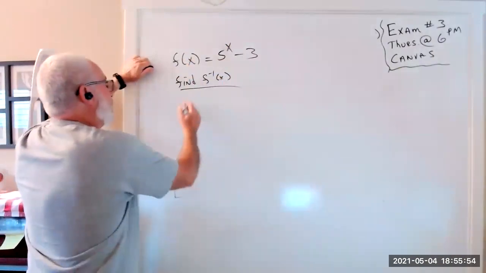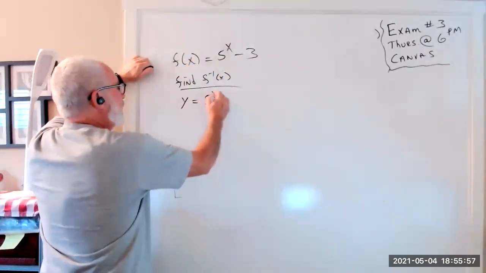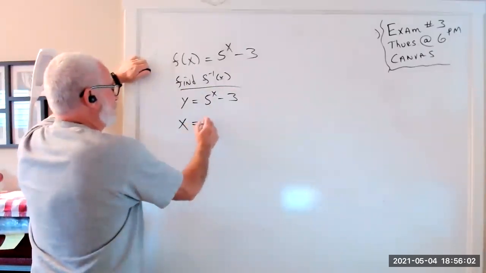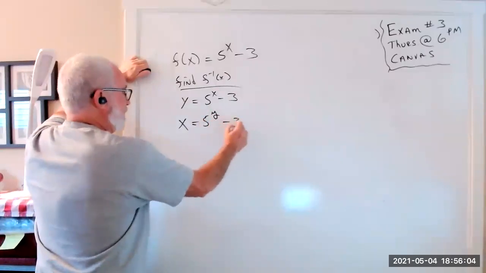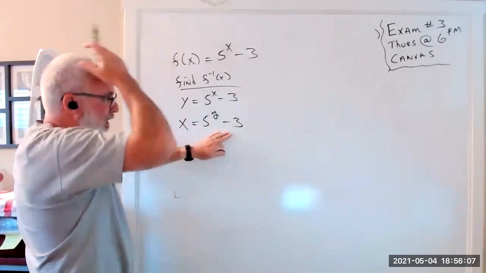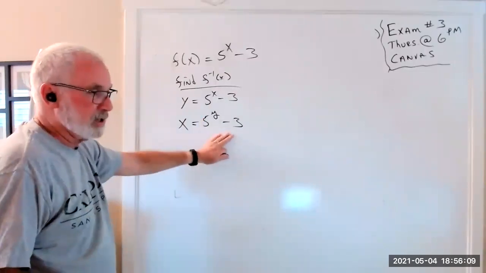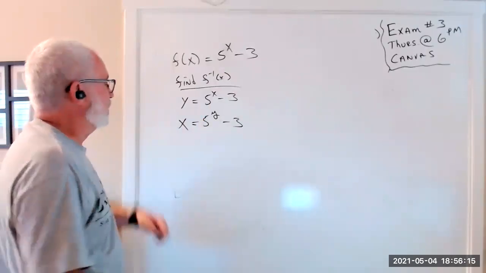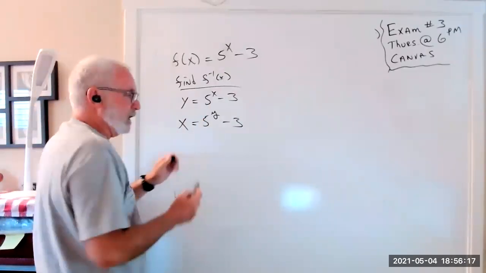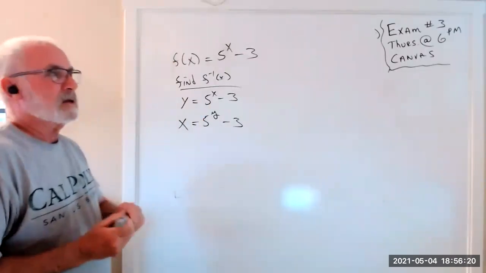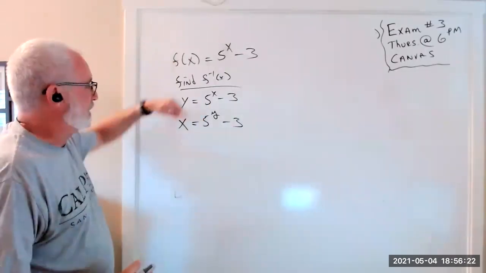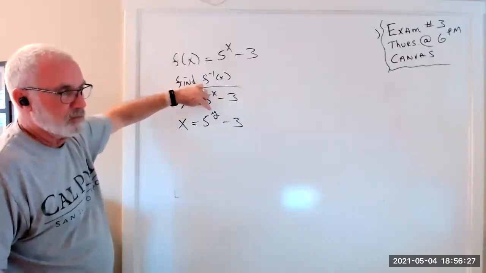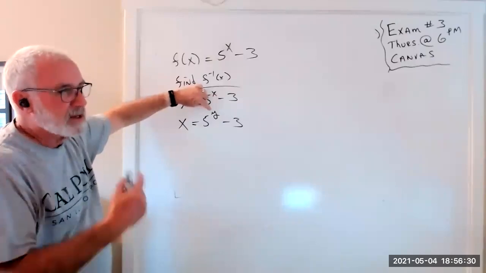Okay, first we're going to do this as y equals 5 to the x minus 3. Swap the x's and the y's. X equals 5 to the y minus 3. Notice the minus 3 is not in the exponential position. Add 3 to both sides, like we did before. Okay, this is where you guys got to put your thinking caps on. In order to get the y out of the exponential position, we're probably going to ln both sides.